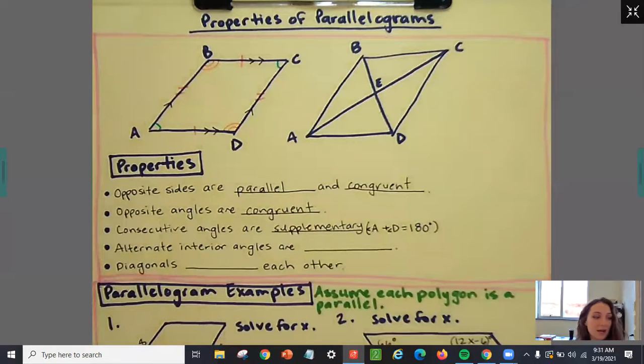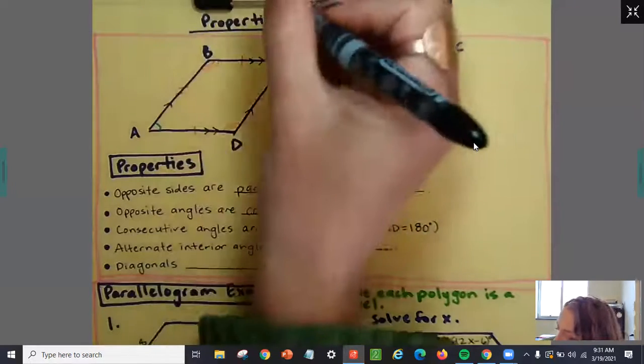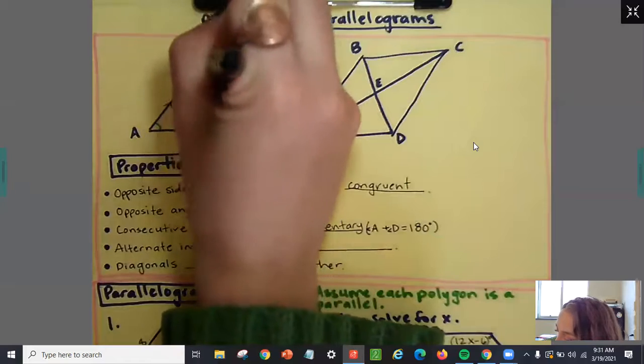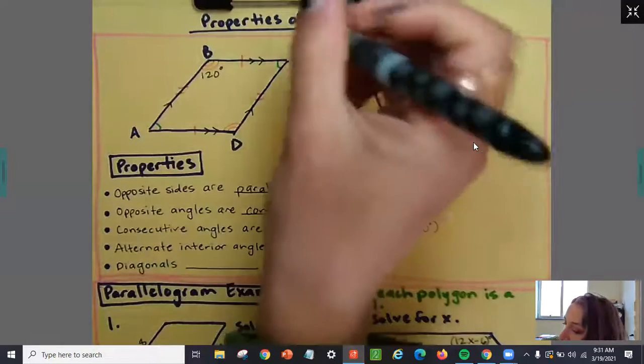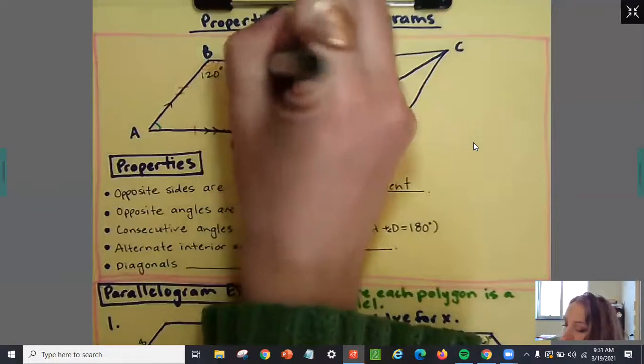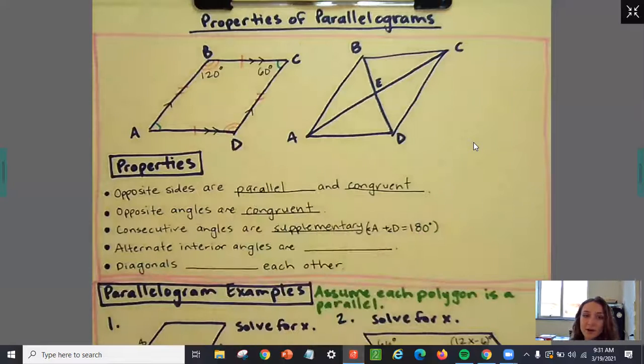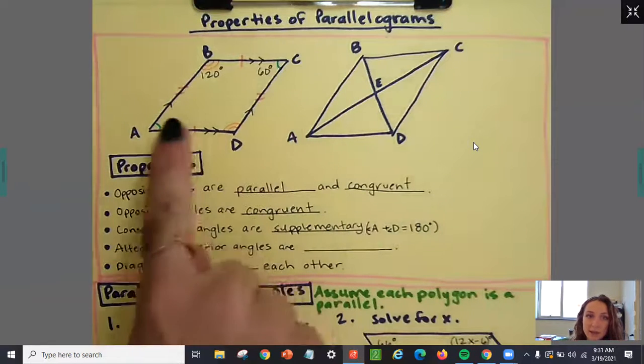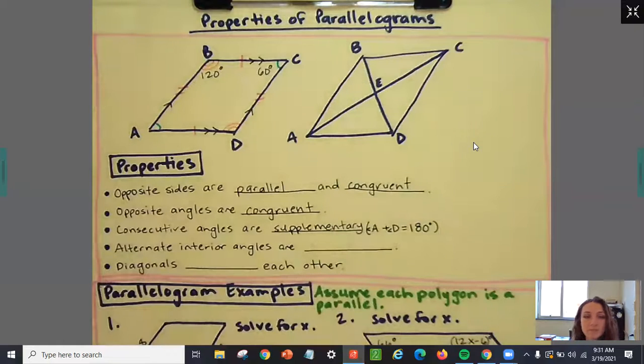So that means that, let's say, for example, angle B is 120 degrees. That would mean that angle C is going to be 60 degrees. So angles that are beside each other are going to add up to 180. So just saying like B and C or A and B or something like that.